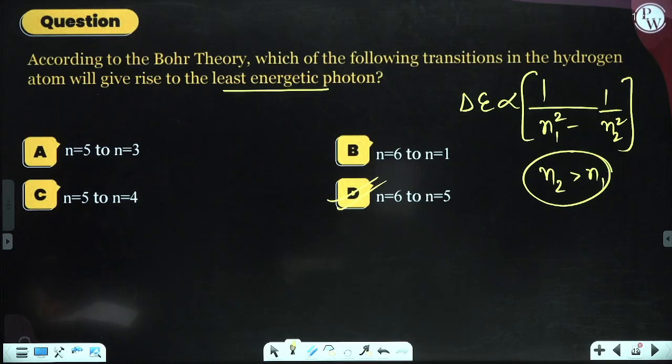Clear? Shall we move on to the next question? If you have done this, kindly write this. Kindly do this so that we can move on to our next question.